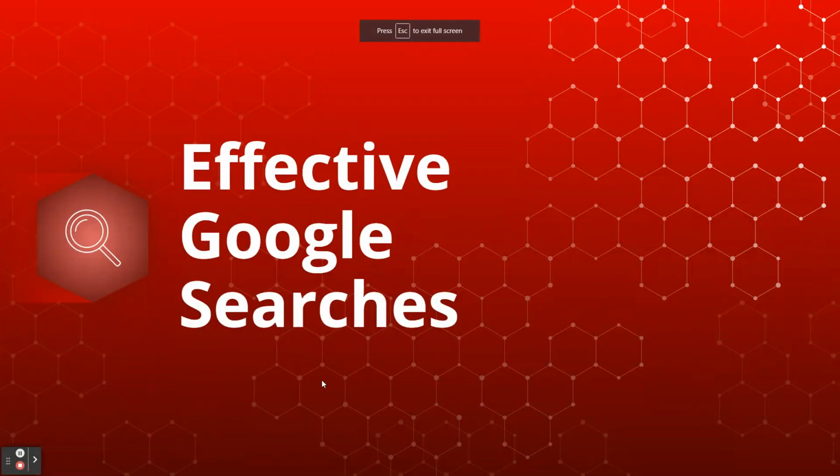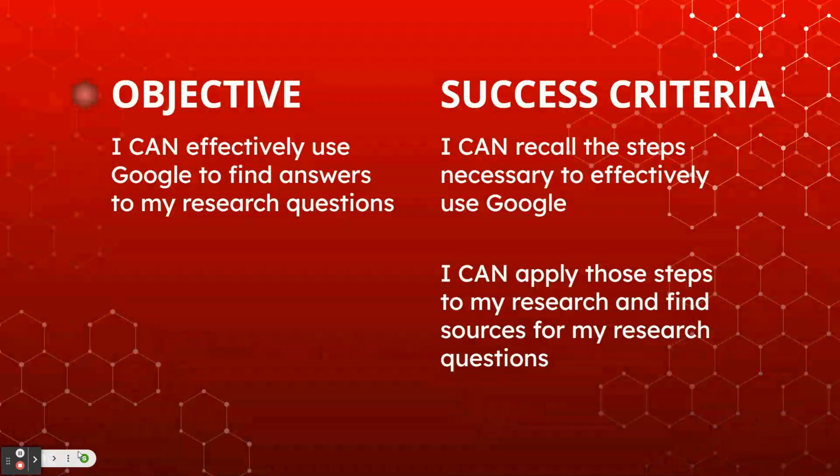Okay, today we are going to be talking about effective Google searches. This is really important for research to find the information you need. So, our objective is: I can effectively use Google to find answers to my research questions. That's your ultimate goal today, is to answer those questions. In order to be successful, you can recall the steps necessary to effectively use Google, and you can apply those steps to your research and find sources for your research questions.